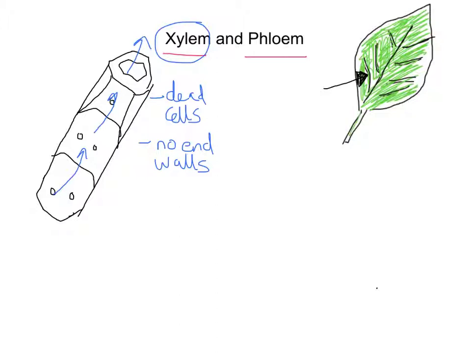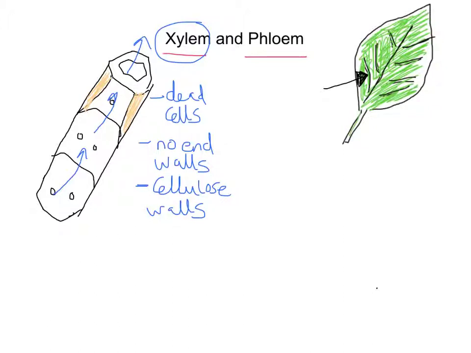Now the sides, not shown particularly well on this picture, but the sides, so these parts here that I've tried to draw, they are very, very thick. In fact, they are made of thickened cellulose, and they're strong and stiff, and they're designed to give the plant support ultimately.